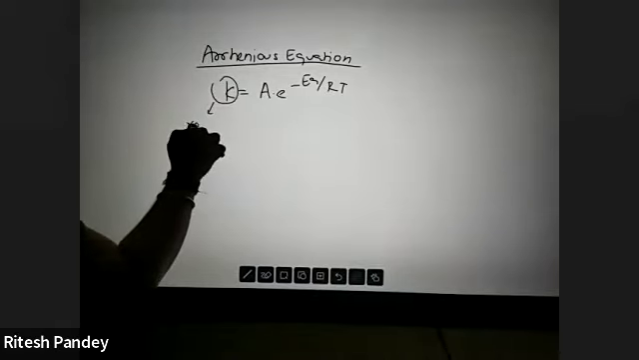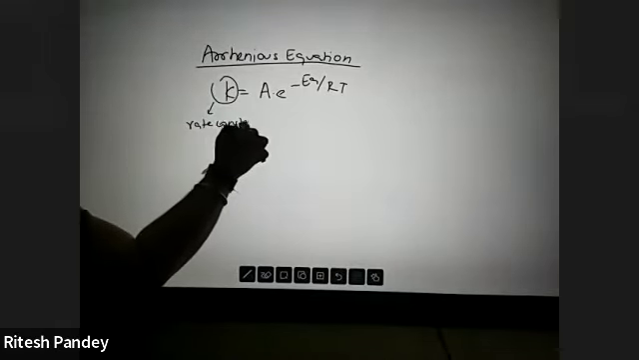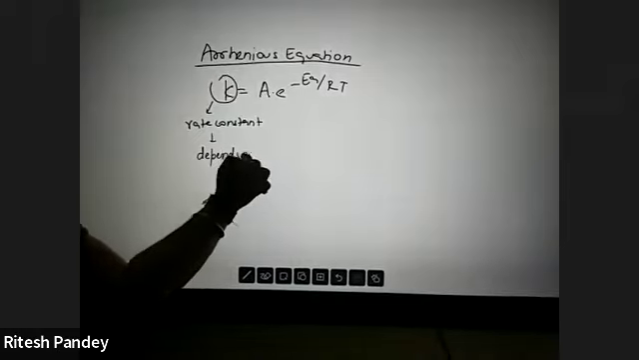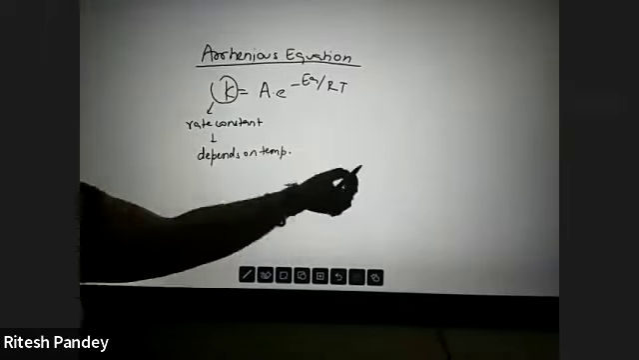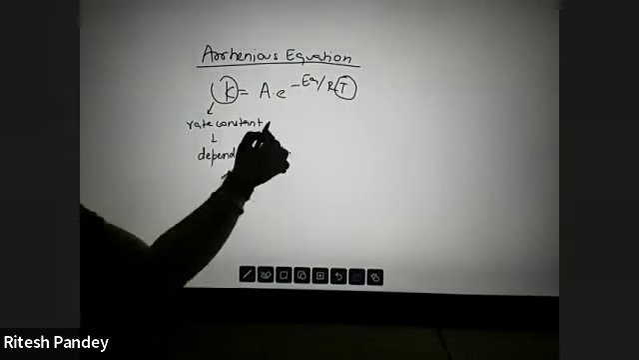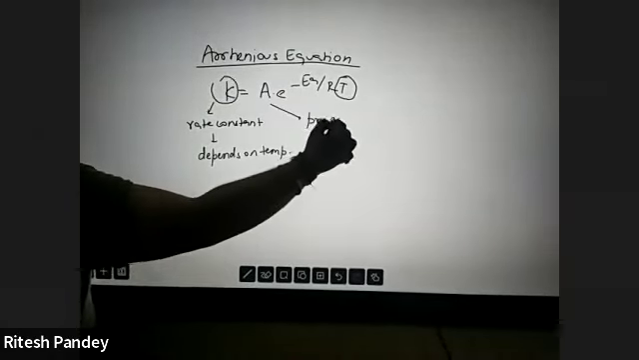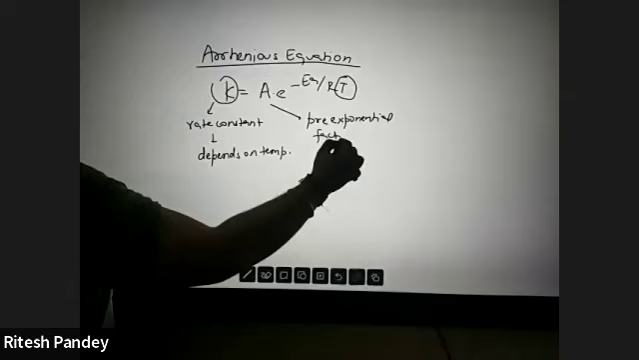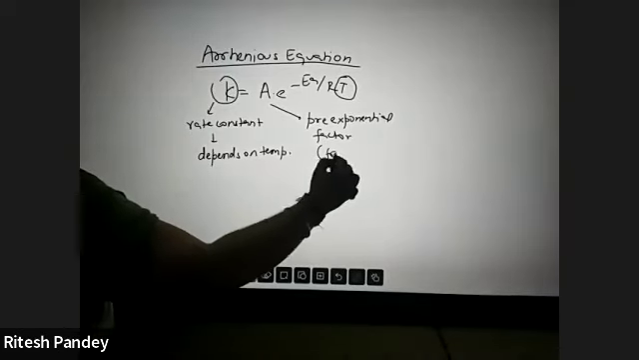k certainly is the rate constant, which is a function of temperature only. And this is how it depends on temperature. k and T are the only variables. A is the very popular pre-exponential factor. What's another name for pre-exponential factor? Who will tell me? Frequency.